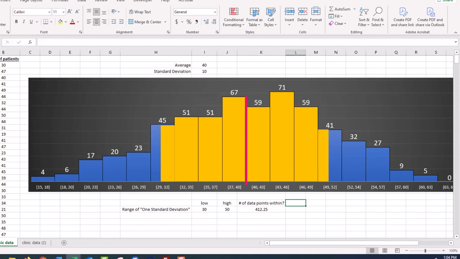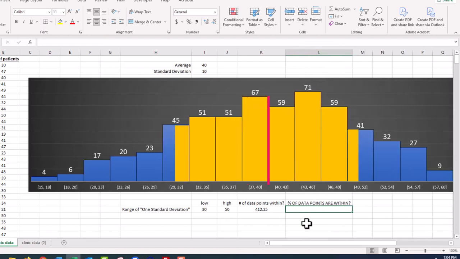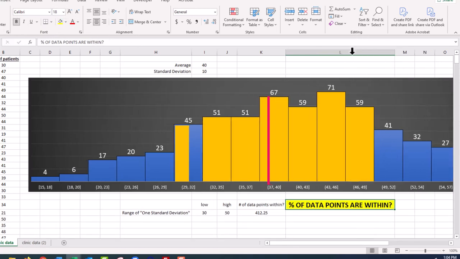Because now what we're going to look at is what percent of the data points are within. What percent of the data? I am all capsing you. You know what? All caps. Make it yellow, make it bold, make the font bigger. This is actually the point. The point of this is, look at that percentage.